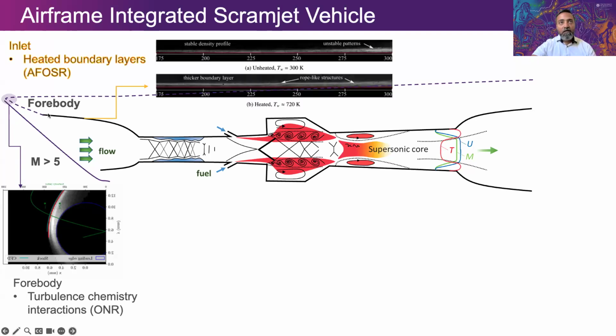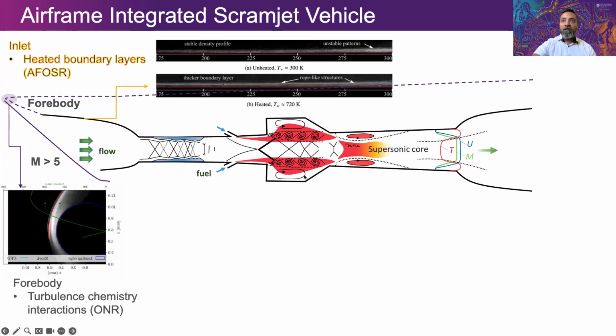Next, as you flow through here, most of the forebody will become hot because these vehicles are flying at exceptionally high speeds. So frictional drag will make the wall here very hot. What happens to the boundary layer, which is the fluid dynamic layer attached to that wall when you have a hot wall, is also something of interest.